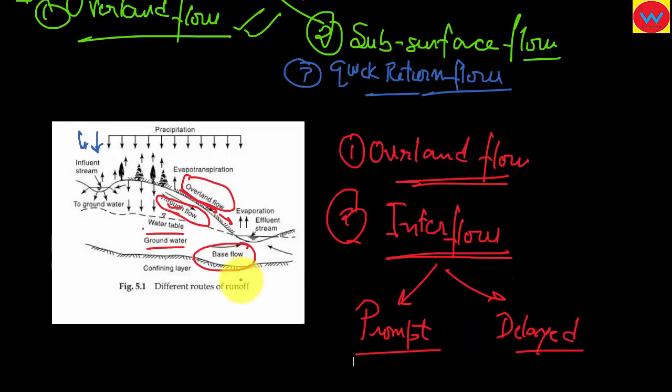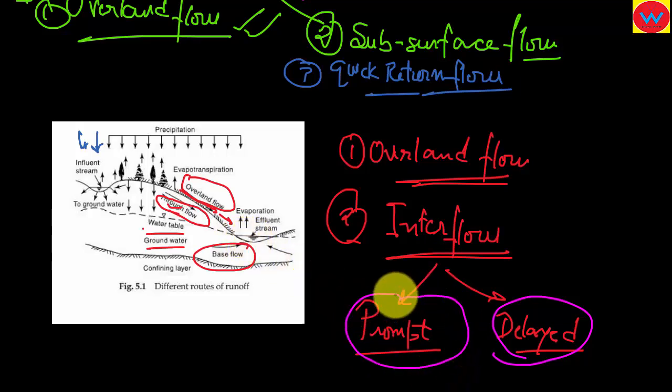So what is prompt interflow? Prompt interflow is that where there is least time lag between infiltration and outflow, and delayed interflow is where the time taken is too large. For example, if water meets this groundwater table and then it takes a very long time and then it meets your effluent stream, then it will be called as delayed interflow. And if the water takes this route, that is just beneath the surface, it moves very quickly and then it meets effluent stream, then it will be called as prompt interflow.